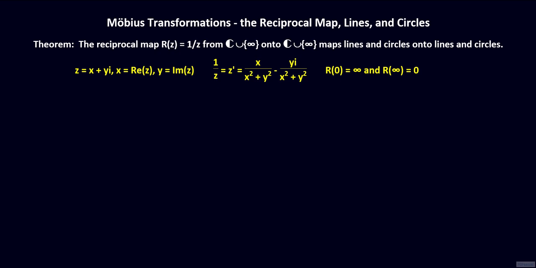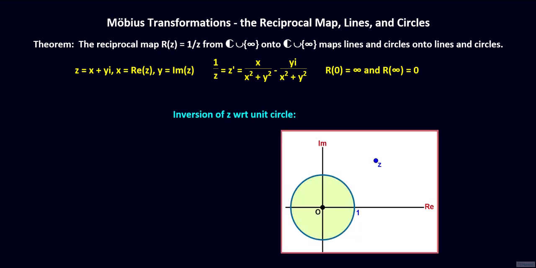There is a transformation called the inversion map with respect to the unit circle that is similar to the reciprocal map. If z is non-zero and z star is the inversion of z with respect to the unit circle, then z star equals the conjugate of 1 over z, or the reciprocal of the conjugate of z. Z star is on the ray OZ, where O is the origin, and the product of the absolute values of z and z star equals 1.